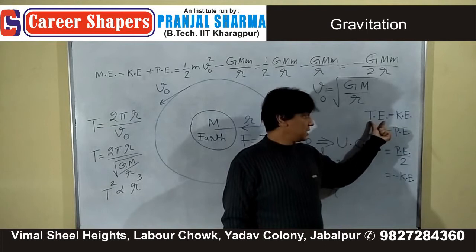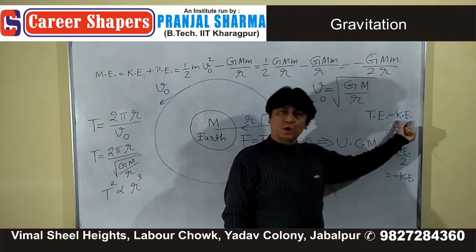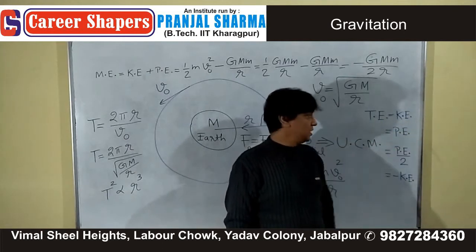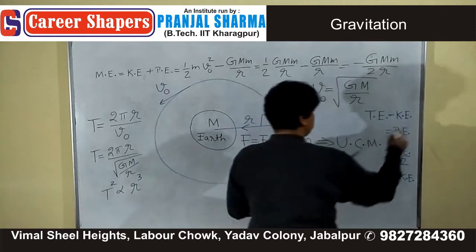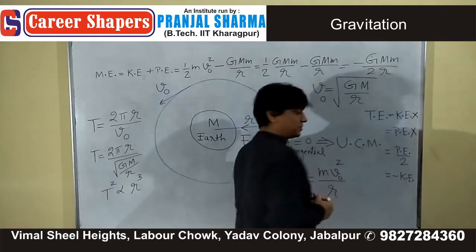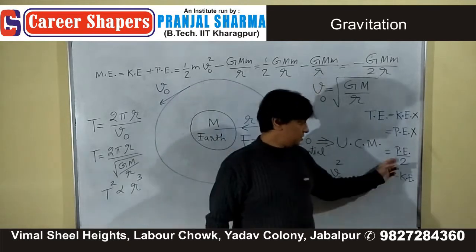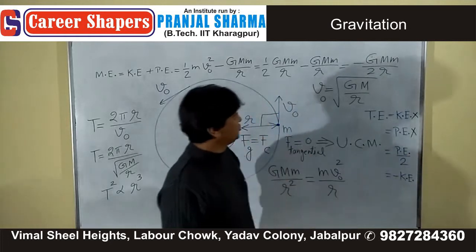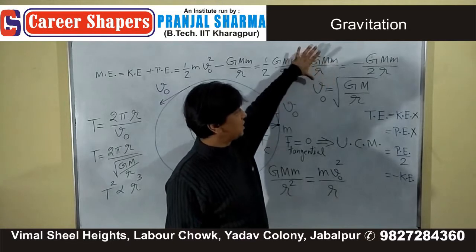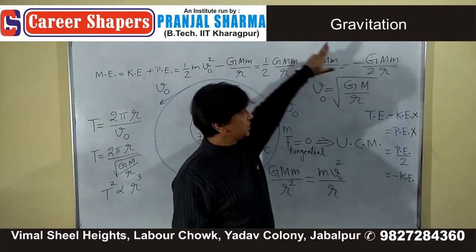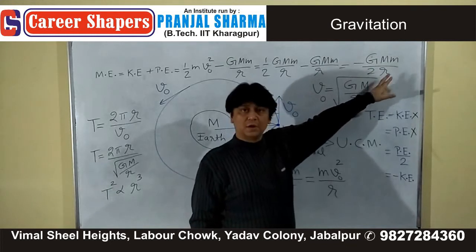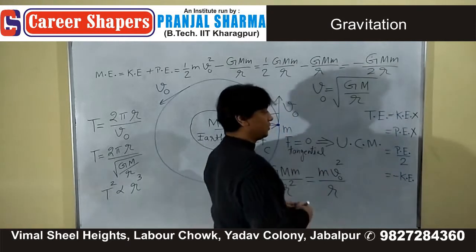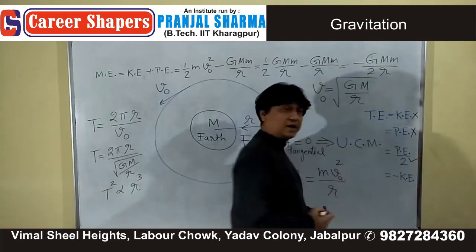Now, first, total energy, that is total mechanical energy. Can it be equal to kinetic energy? Answer is no, because total mechanical energy is the sum of K and P. That means first two options are wrong. Now look at the third option. Third option says total energy is half of potential energy. What is potential energy? Minus of GMm by r, this much only. And what is total energy? Minus of GMm by 2r, which is half of potential energy. And therefore, this third option is the correct option.